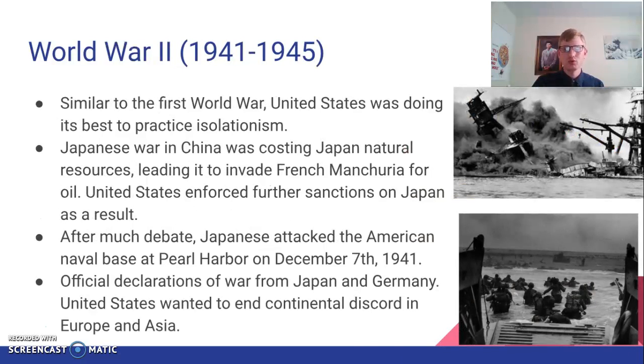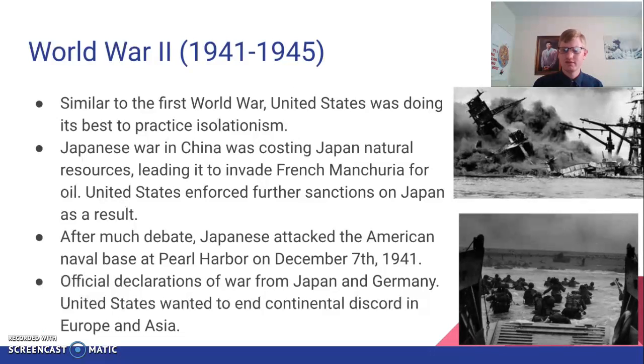World War II, which we were in from about 1941 to 1945, which was the majority of the war because it began in about 1939, was very similar to the First World War in that the United States was doing its best to practice isolationism. However, this would not last as the Japanese war with China was costing Japan natural resources, and that led it to invade French Manchuria for oil.